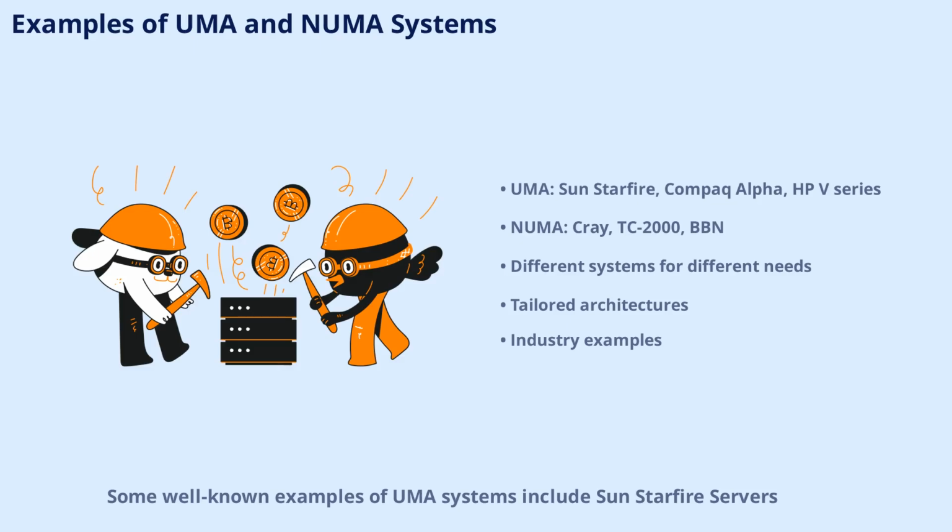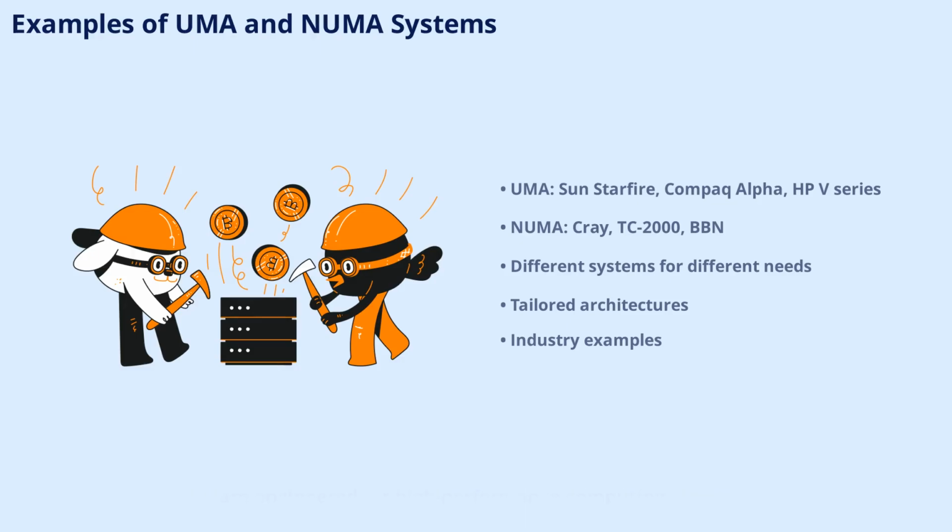Some well-known examples of UMA systems include Sun Starfire servers, Compaq Alpha servers, and HP series. These systems use a single memory controller and are designed for environments where simplicity and cost are priorities. NUMA systems, such as those built by Cray, TC2000, and BBN, are engineered for high-performance computing, supporting many processors and large memory pools. These examples highlight how different architectures are tailored to specific computing needs.